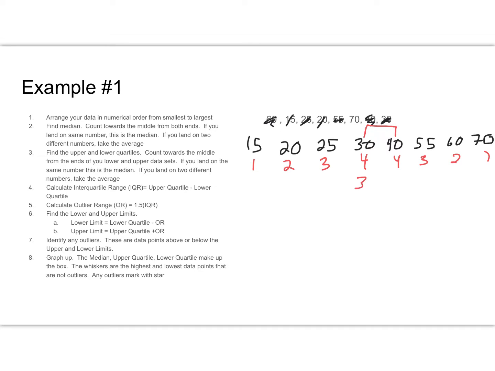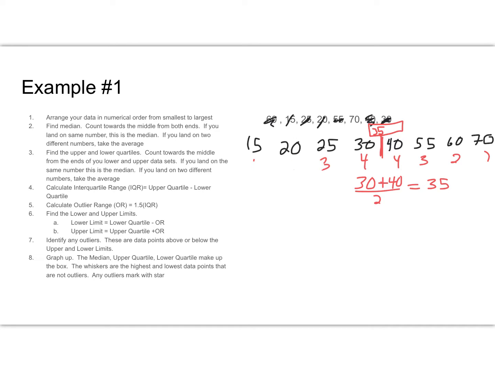So we're going to take 30 and 40 and divide by 2. And when we do that, we get 35. So our median is going to be 35. What I like to do is throw a little line in here, put a little box, and that's 35. Okay, so there's our median. So step 2 is now done.